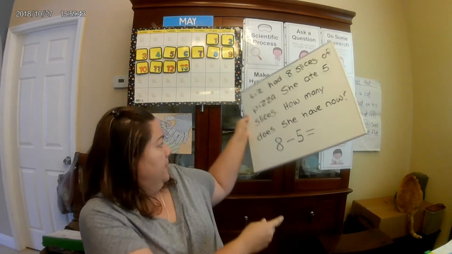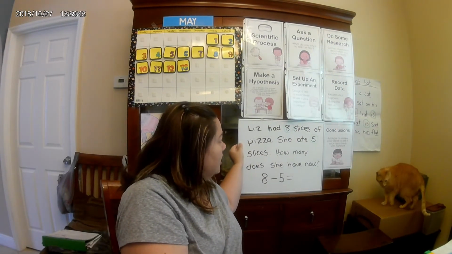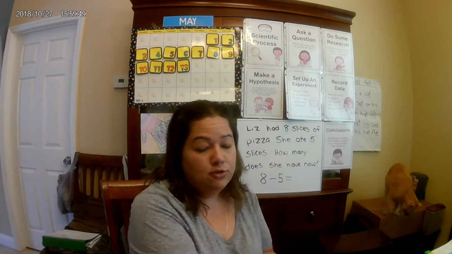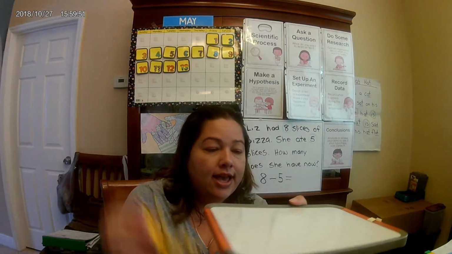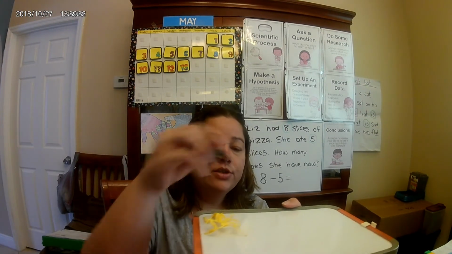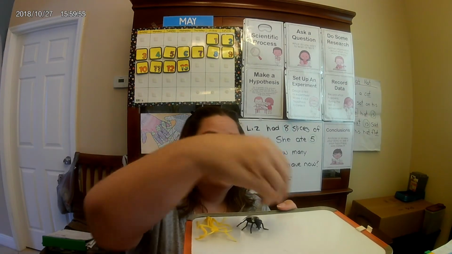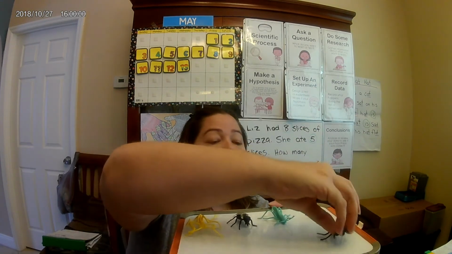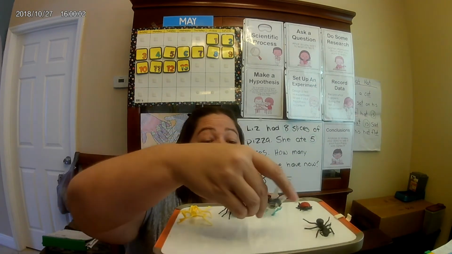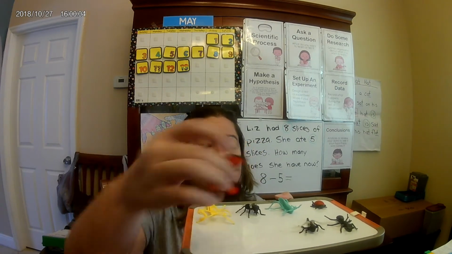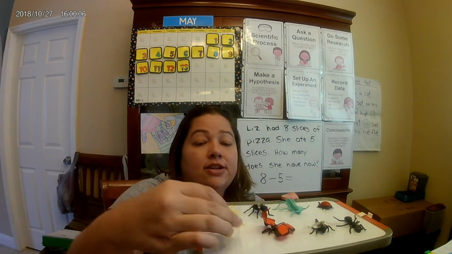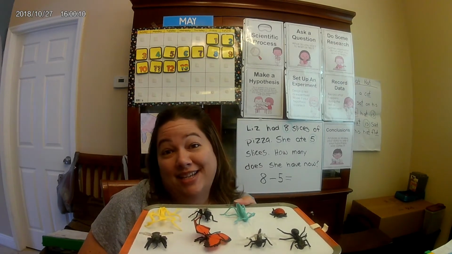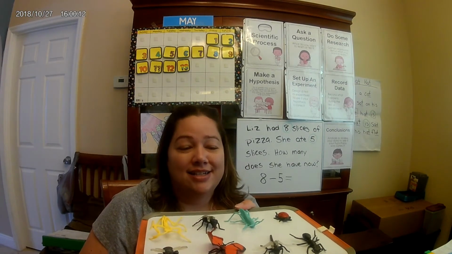So let me put this back up here. All right, so what we're going to do since we're subtracting, we need 8. I'm going to use bugs this time. So I have 1, 2, 3, 4, 5, 6, 7, 8. So here's my 8. Pretend they're insect pizza. Yummy. Some bug pizza. Does that sound good to you?